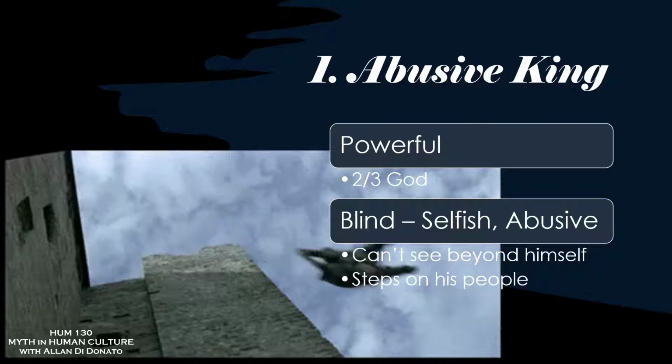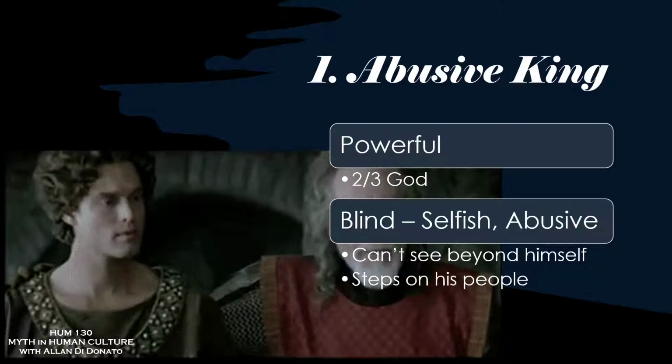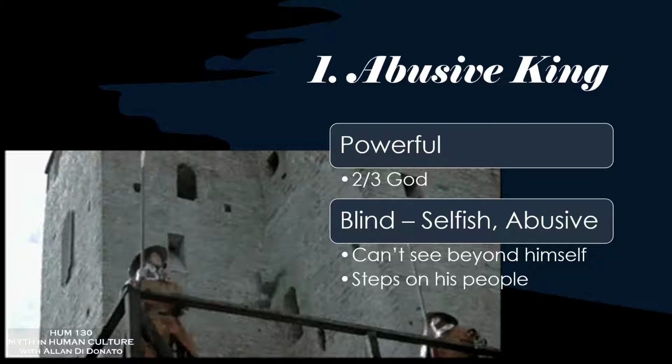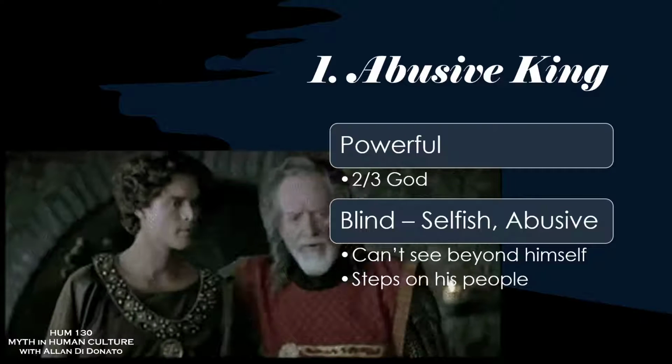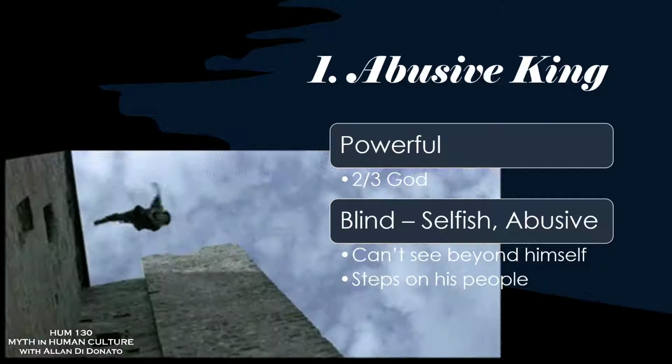Okay? He's blind, he's selfish, he's abusive. He can't see beyond his own desires, his cravings, and he steps on people to get what he wants. This is not a good man. So we're kind of off to a bad start with Gilgamesh.